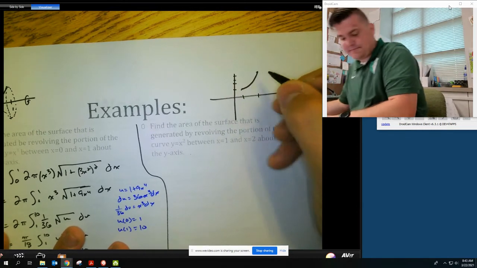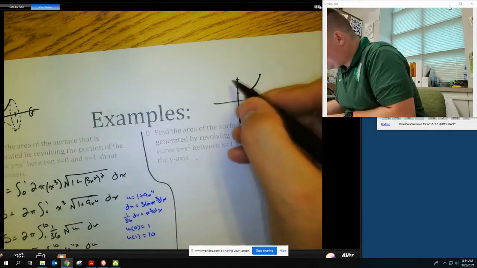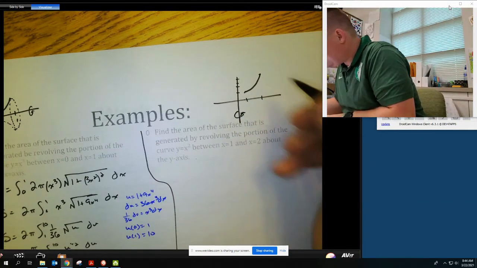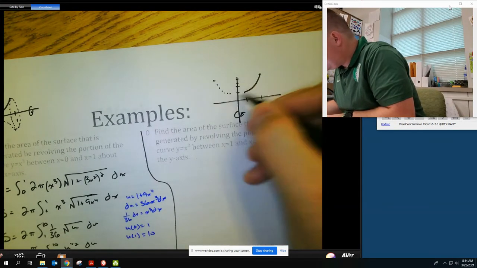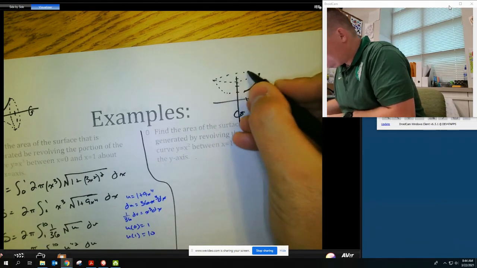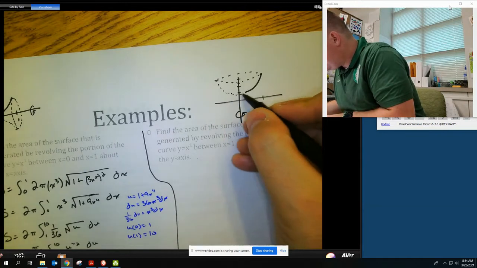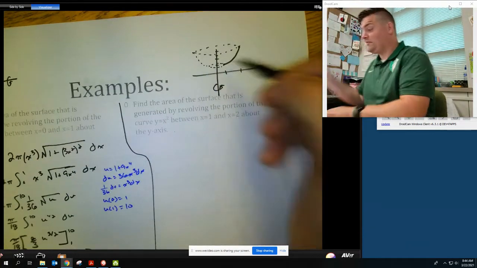looks like this. And we're going to take it and we're going to revolve it around the x-axis. So essentially, you're going to get this. Like a bowl. It's going to look just like a bowl. Okay, so that is ours. So we're going to find the surface area of this bowl.